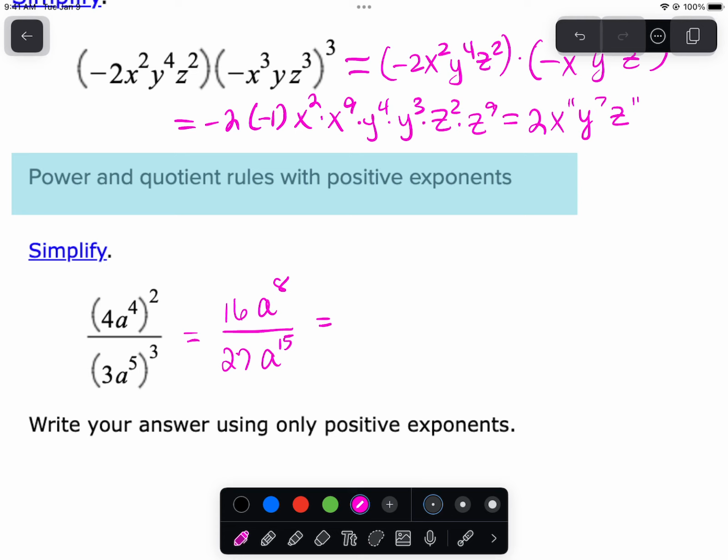Now at this point, 16 is a multiple of 4.